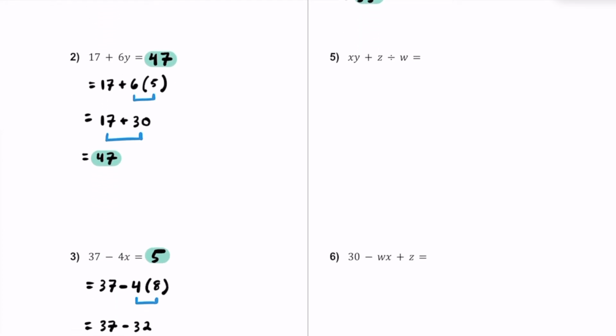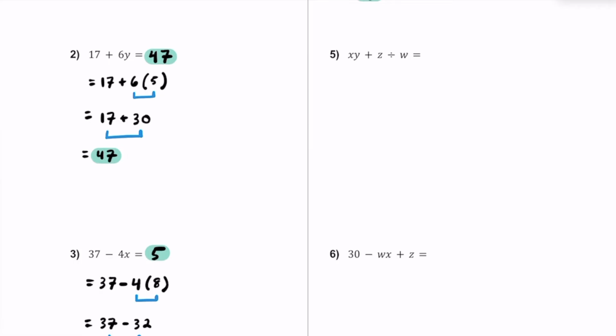All right, let's check out number 5. This one's going to get a little bit trickier. We have this expression of xy, or x times y, plus z divided by w. So let's substitute in first. xy really just means x multiplied by y.